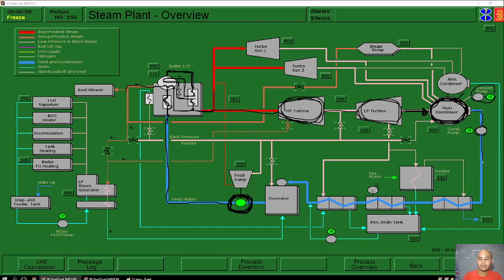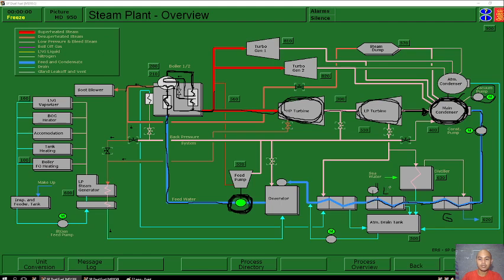So yung tubig na yon dadaan, so from main condenser or distiller, so dadaan siya ng gland condenser, and then dadaan siya, ito yung gland condenser, and then dadaan siya ng low pressure feed heater.